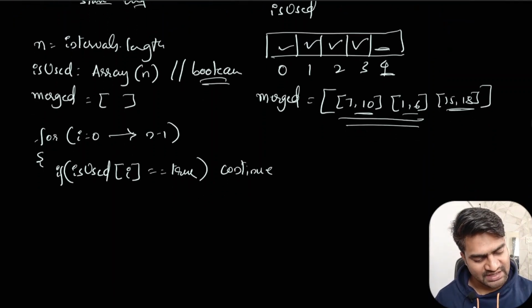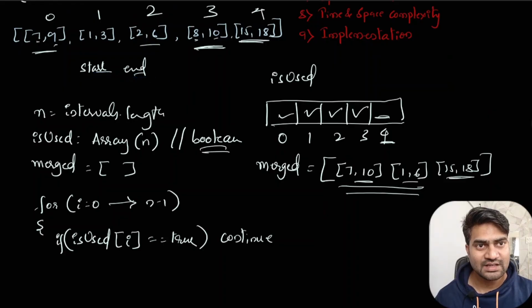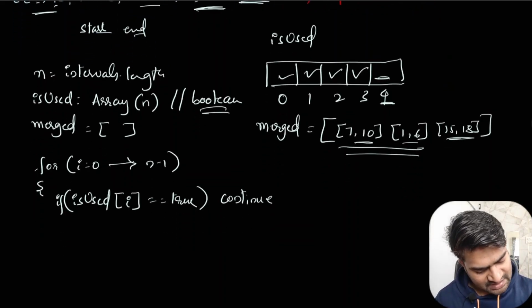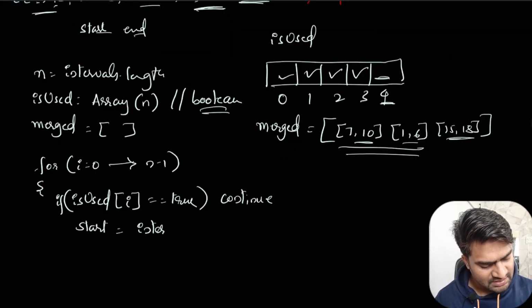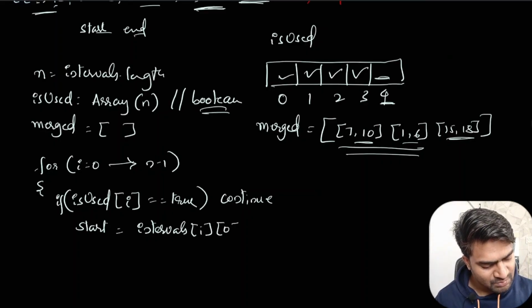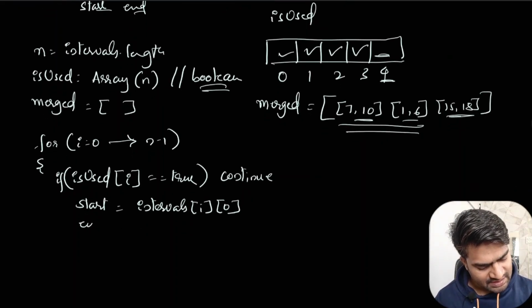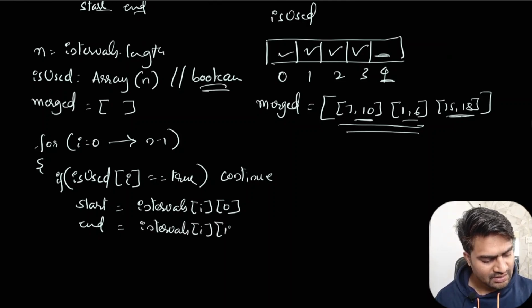Okay, if that is not the case, then what we did, we took the start and end value, then we tried to compare with the remaining values. So for that I will say my start equal to intervals of i. So this will give the interval. In that, the first number is my start number. Then I will take the end number, which is intervals of i of 1. So this will give us the end number.